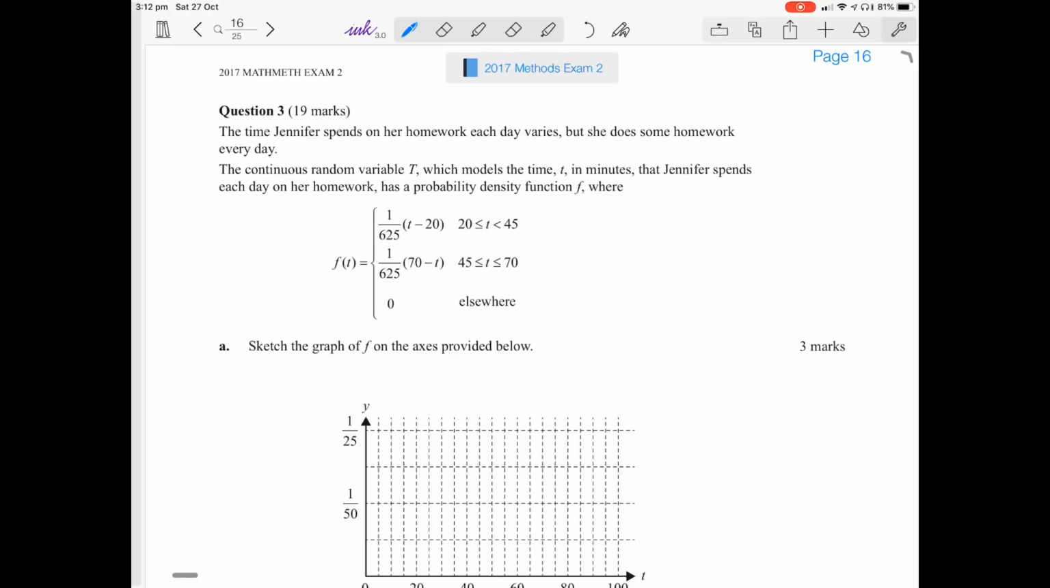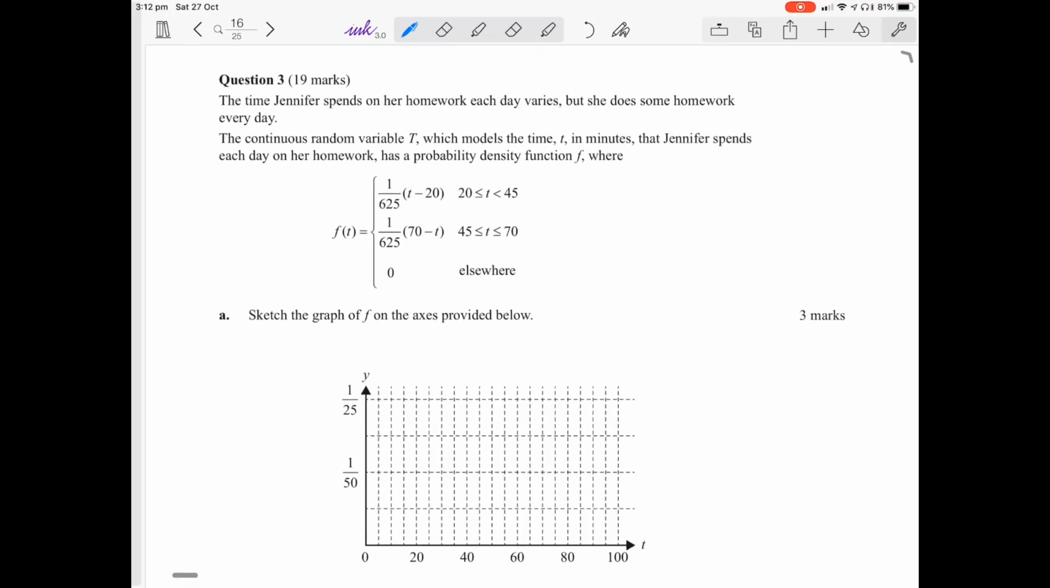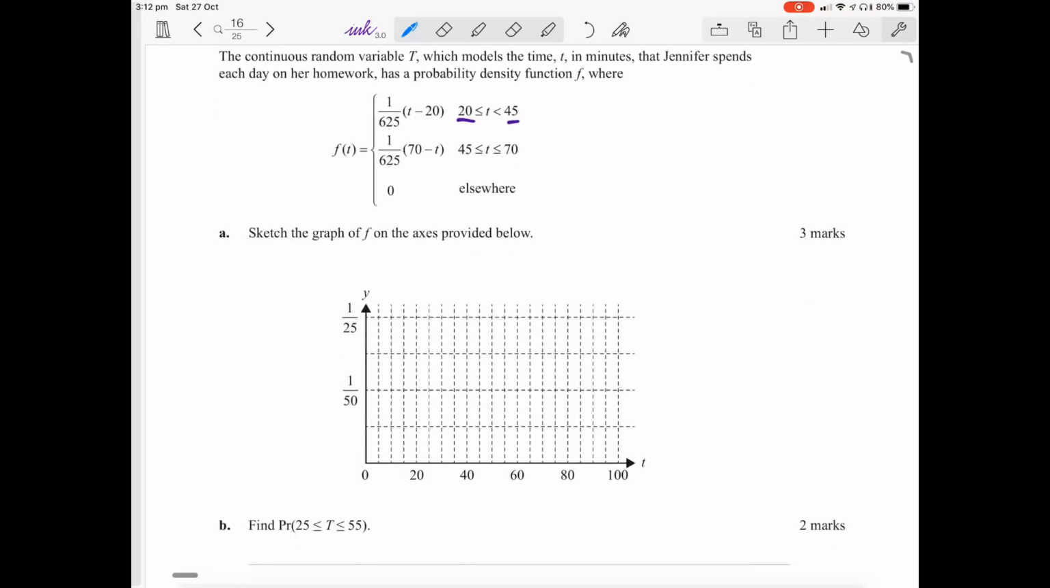Now this doesn't look very nice. Jennifer spends time on her homework each day. The continuous random variable t models her time. The probability density function is given, and she spends between 20 and 75 minutes on her homework, 0 otherwise.